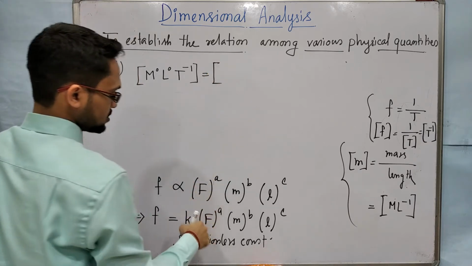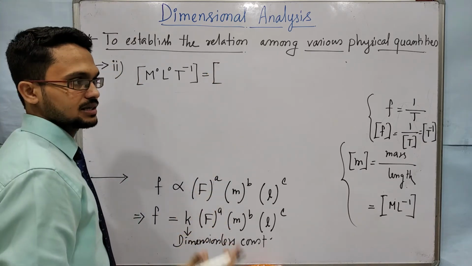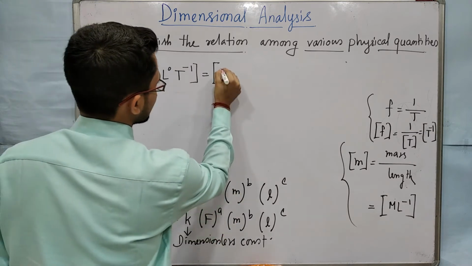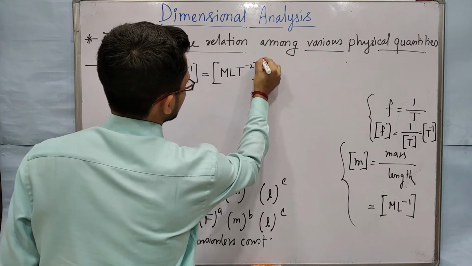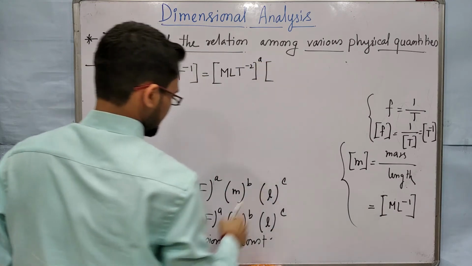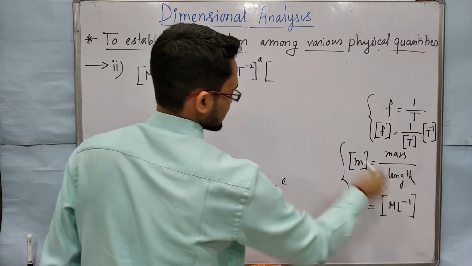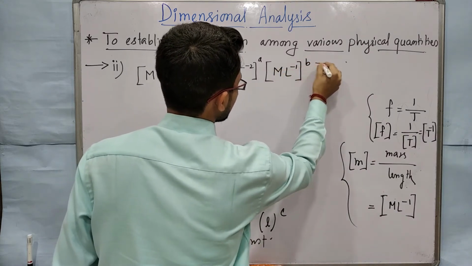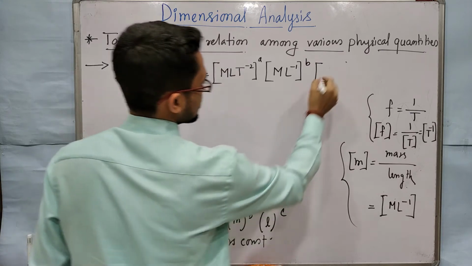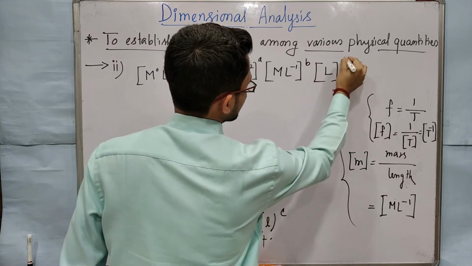Now F means force, tension. Tension is a kind of force. So force has dimension M L T to the power minus 2, whole to the power A. Then m, mass per unit length, means M L to the power minus 1, whole to the power B. And then L, the length of the string, means L to the power C.